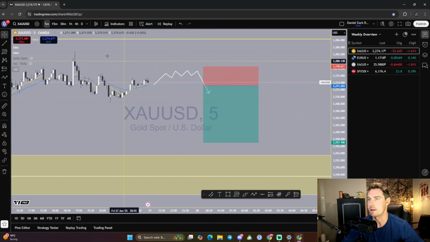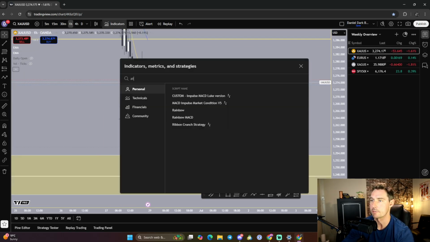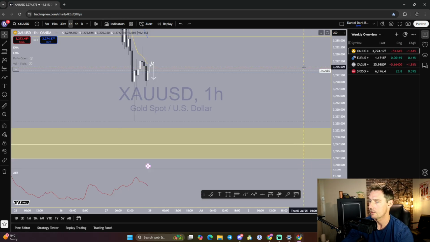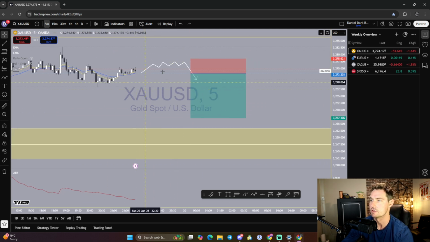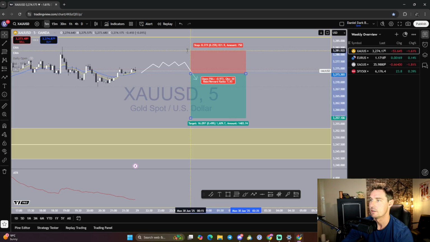And for the stop loss, I really like the 1 hour ATR. So we go to the 1 hour chart, type in ATR again. The 1 hour ATR is around a $10 move. So that's a beautiful price to choose for a stop loss for gold.